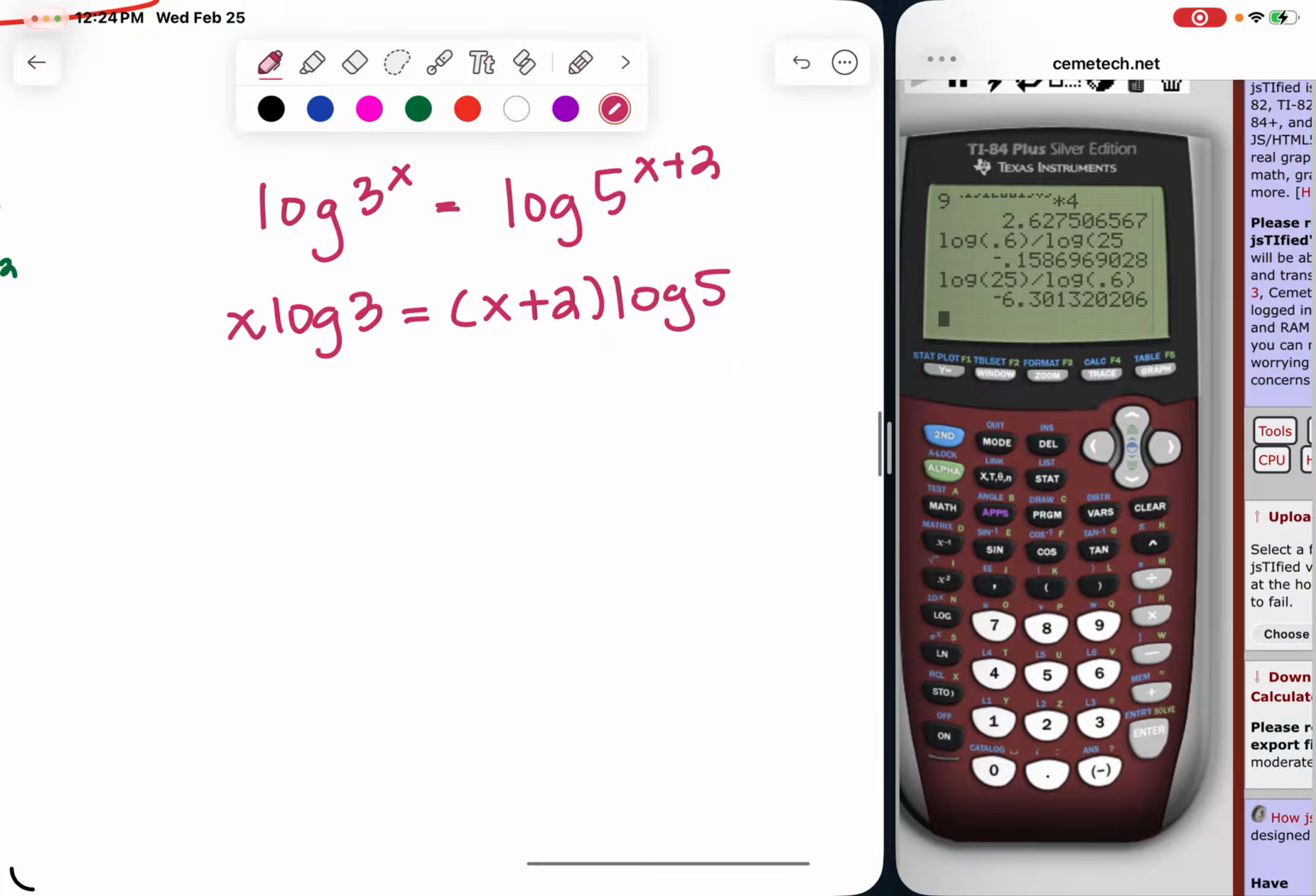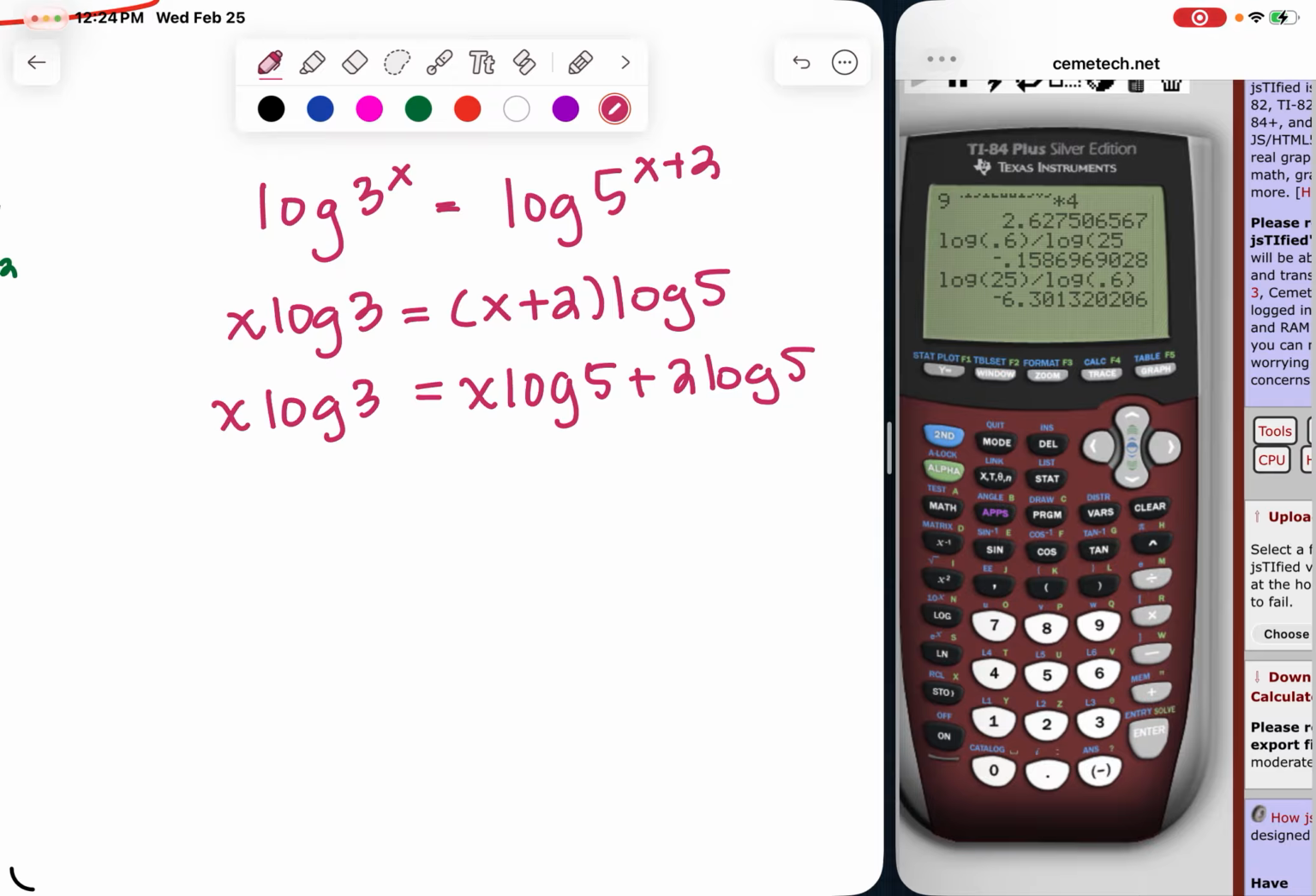So I need to solve for x, meaning I need to get all my x's on one side. So I have to distribute on the right-hand side. So this is x times log 5 plus 2 log 5. And the left-hand side is still x log 3. I need to get all my x's on one side, so I'm going to subtract x log 5 from both sides. So I have x log 3 minus x log 5 is equal to 2 log 5.